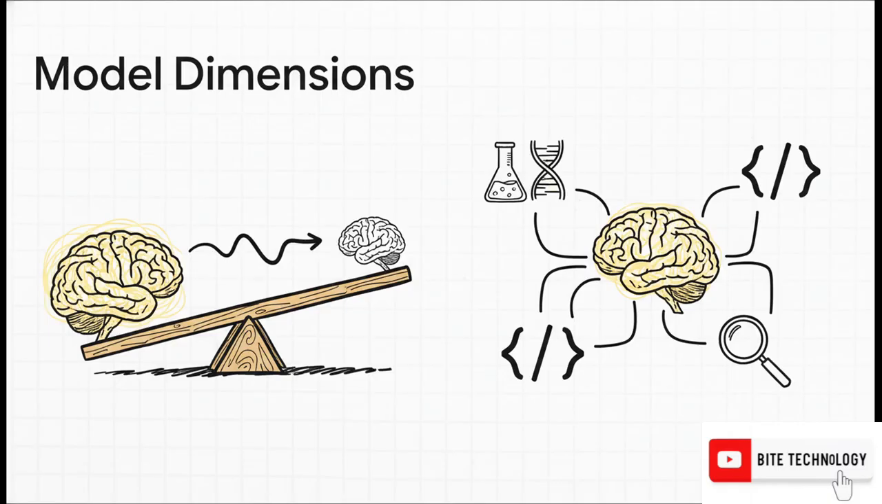But wait, there's more. It doesn't stop there. You also have to think about the model's size. A huge language model might have more raw thinking power, but a smaller one could be way more efficient and actually fit on less powerful hardware. And then there's specialization. Is the model you're looking at really good at reasoning through complex science, or is it better at writing code? Every model has its own unique strengths and weaknesses.